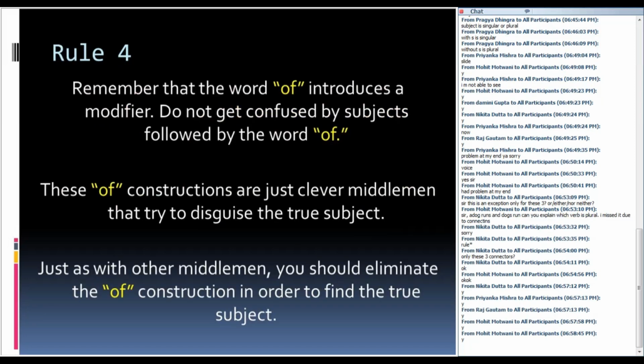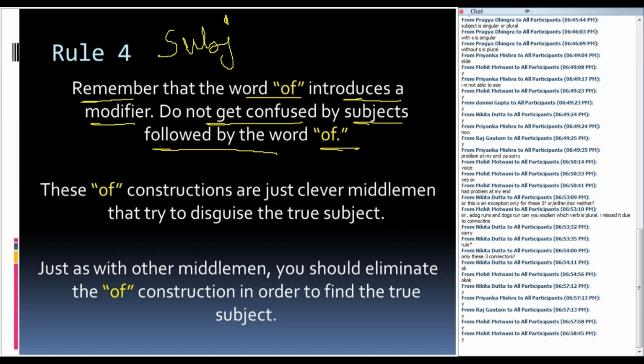Now let's come to rule number 4. Now this is very important. This is very important. Rule number 4. Please remember that the word of generally introduces a modifier. Do not get confused by subjects that are followed by the word of. So if after the subject you see the word of, then everything that comes after the of till you reach the verb, all of that is considered to be a modifier. So do not get confused by subjects followed by the word of.